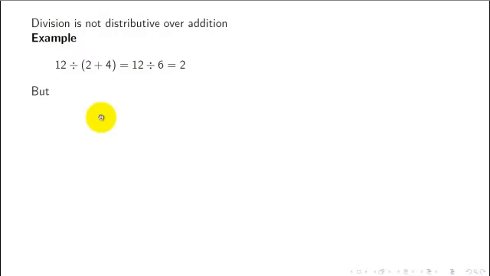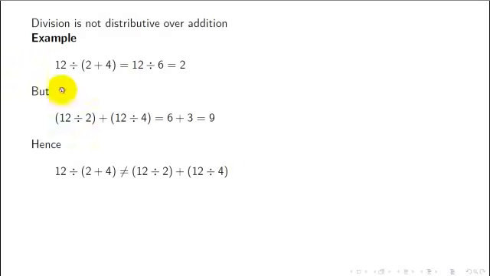But 12 divided by 2 plus 12 divided by 4 is equal to 6 plus 3, which is equal to 9. 2 and 9 are not equal. From here we can deduce that 12 divided by the sum of 2 and 4 is not equal to the sum of 12 divided by 2 and 12 divided by 4.